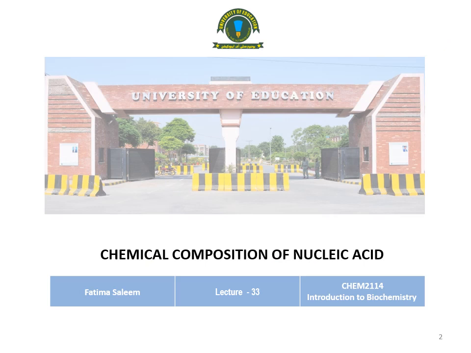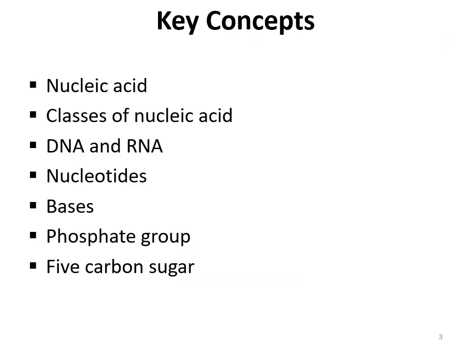My name is Fatma Slim, and today is lecture 33, which is chemical composition of nucleic acids. Key concepts for today's lecture are nucleic acids. We are going to study the classes of nucleic acids, which are DNA and RNA, and the components of DNA and RNA will be discussed in this lecture, which are nucleotides, bases, phosphate group, 5 carbon sugar. So basically, bases, phosphate group, and 5 carbon sugars make nucleotides, which is a monomeric unit of the nucleic acid polymers.